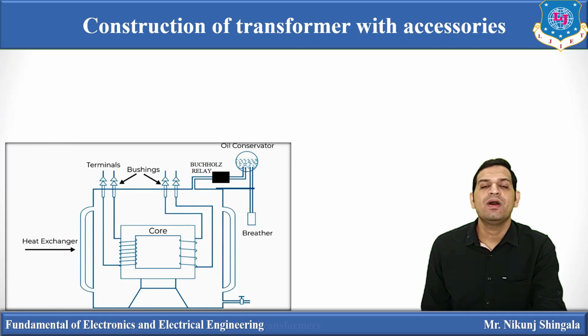Now moving towards the actual construction of the transformer. Construction of the transformer with the accessories. Internally, what kind of parts it consists of. So this is the transformer tank which consists of different parts. Let us understand the function of each and every part one by one. It consists of parts like the core, windings, heat exchangers, bushings, Buchholz relay, one tank which is the oil conservator tank, and a breather. So let us understand each and every part in detail.